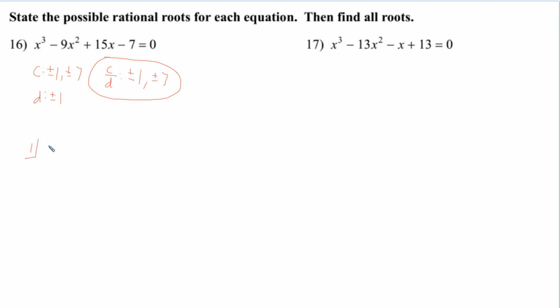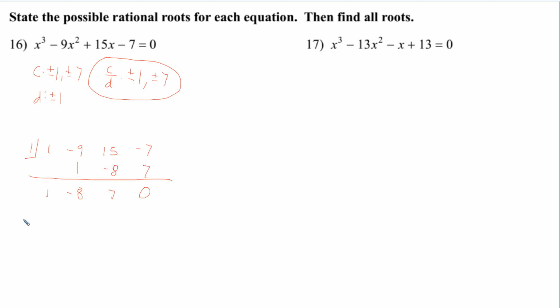So we have 1, -9, 15, and -7. We bring down our first one. 1 times 1 is 1. We get -8. 1 times -8 is -8. We add and get 7, and 1 times 7 is 7. We add and get 0, and that's what we're looking for. If we get a remainder of 0, it's a factor, and so we want to use that.